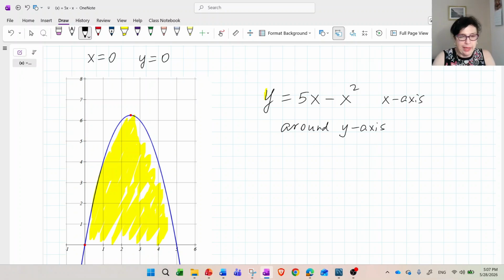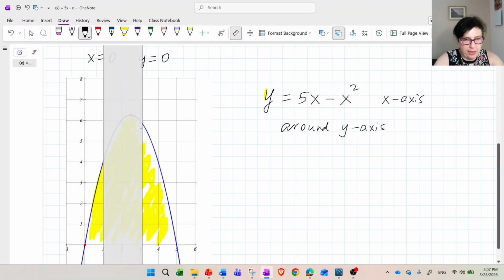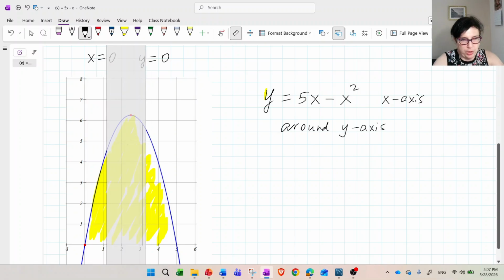But the way the slicing works is not the same as what you're used to. Instead of doing disks, which are perpendicular to the axis of rotation, here you are doing slices parallel to the axis of rotation. So if your axis of rotation is the y-axis, you're going to be dividing it into these little subintervals this way. Just imagine that I'm dividing it into tiny little subintervals.